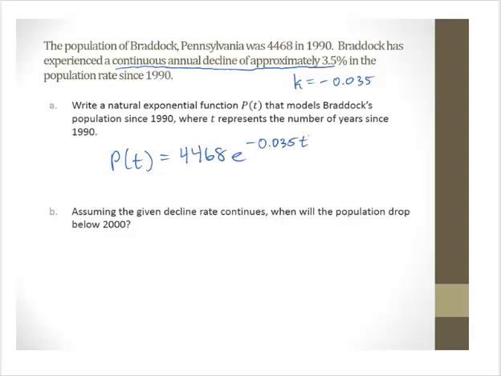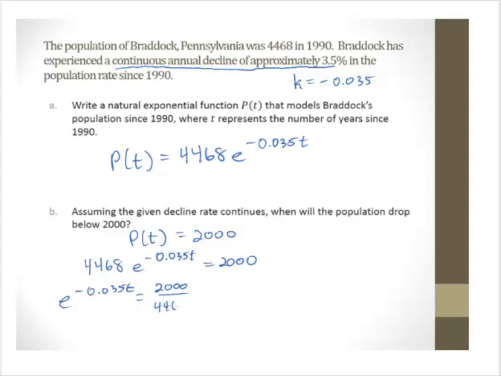Assuming the given decline rate continues, when will the population drop below 2,000? We need to solve where p of t is below 2,000. Let's find when p of t equals 2,000 first. So we'd have 4,468 e to the negative 0.035 t equals 2,000. Let's divide through by 4,468. So e to the negative 0.035 t is equal to 2,000 over 4,468.